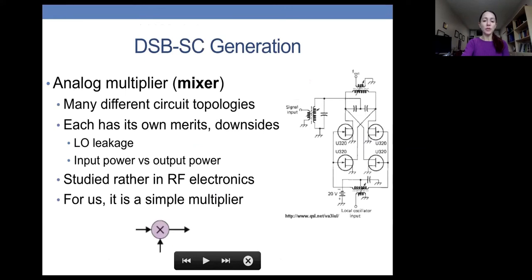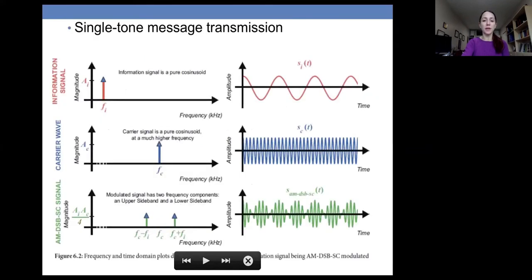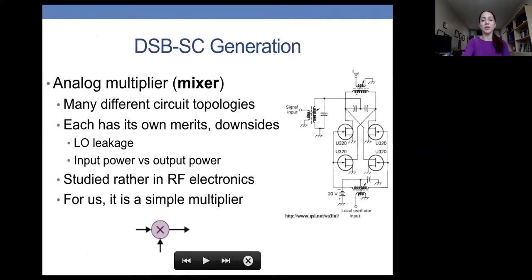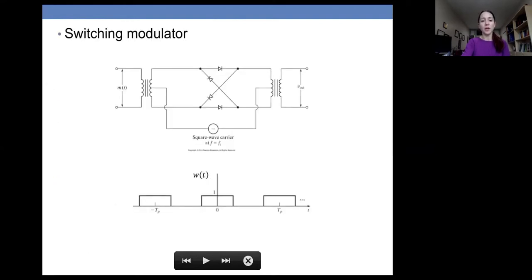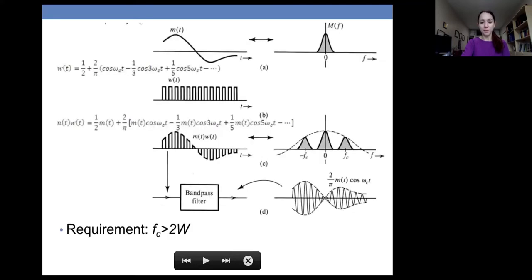Let's talk about, we talked a little bit about double sideband suppressed carrier generation, which was basically through the use of a mixer. So this is easy. There's not much to talk about here. A switching modulator is, of course, another way of producing double sideband signals indirectly through multiplying the signal by a square pulse train and then filtering the result.